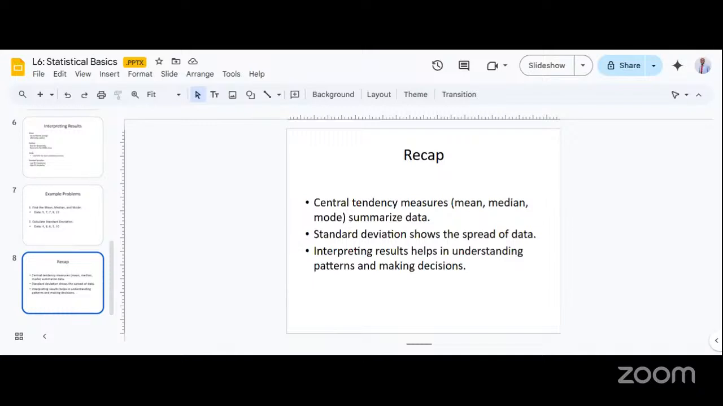So lower standard deviation values indicate that the spread of the data is very low, meaning that the numbers are closely linked to each other. Then a higher standard deviation value shows a very high spread of data. So interpreting results helps in understanding patterns and making decisions. Using central tendency and standard deviation to interpret results helps understand patterns and also helps in making decisions.